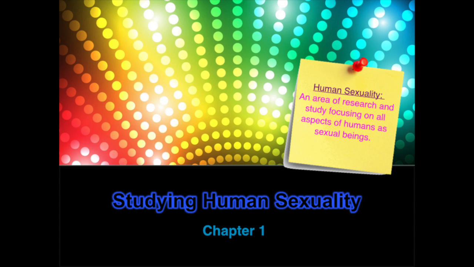So we should probably start with the definition of human sexuality. So human sexuality is defined as an area of research and study focusing on all aspects of humans as sexual beings. And like I said, in this chapter, we're going to talk about the different ways in which we do that research to study all the aspects of human sexuality.